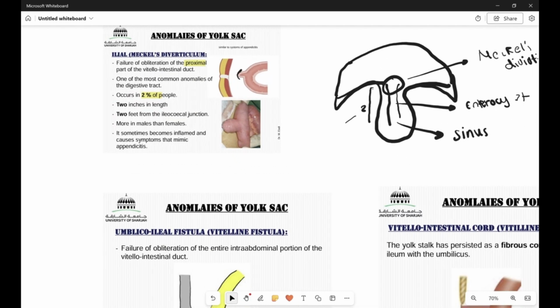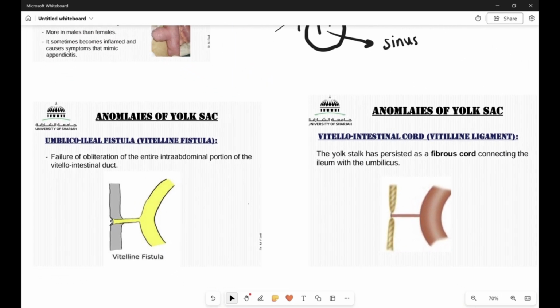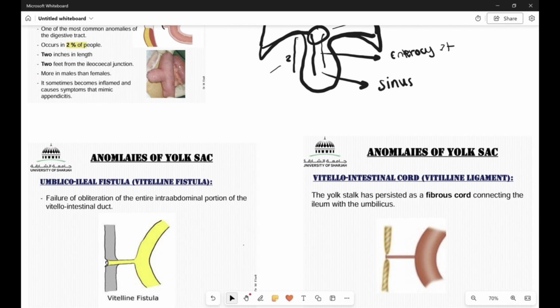Now the most confusing anomalies, where the questions were most asked, was the failure of the obliteration, or the persistence, of the entire vitello-intestinal duct. So what is the difference between this one and this one? Again, they both happen in the same region. In this region, the entire thing fails to obliterate or persists.